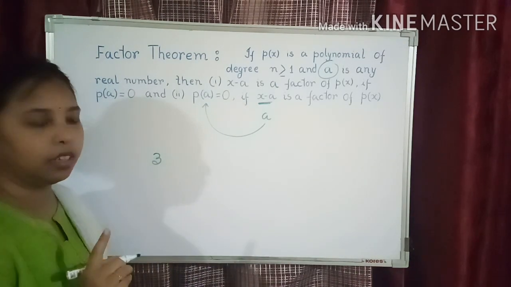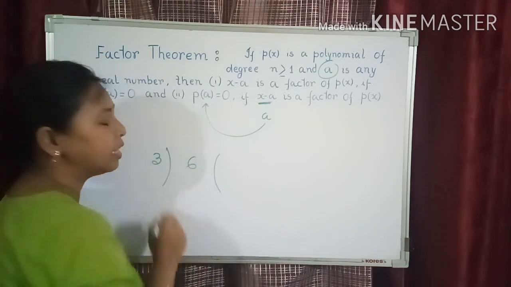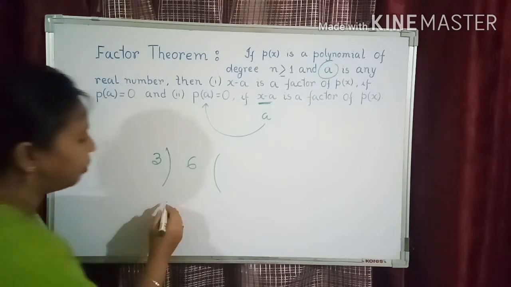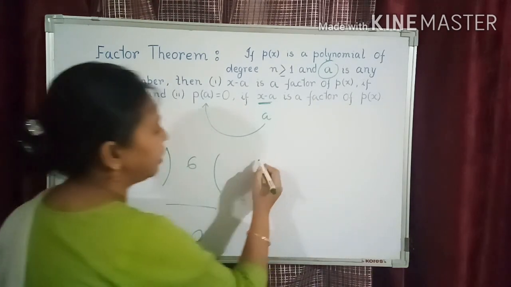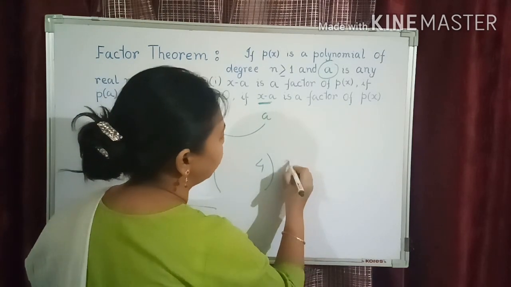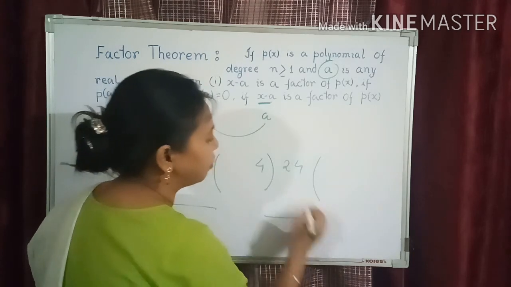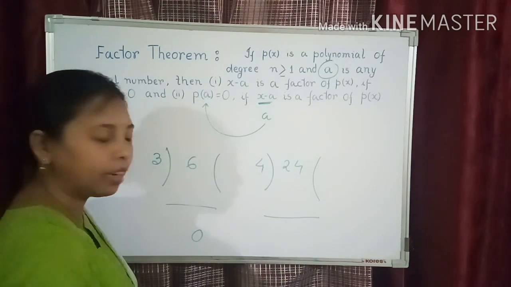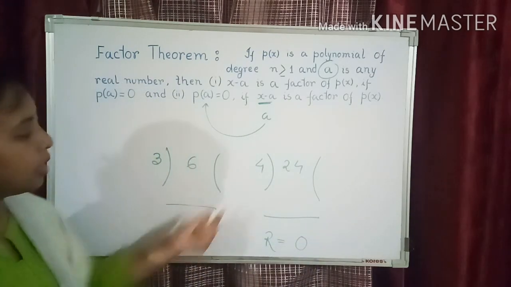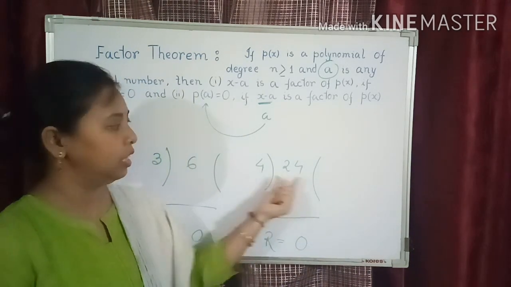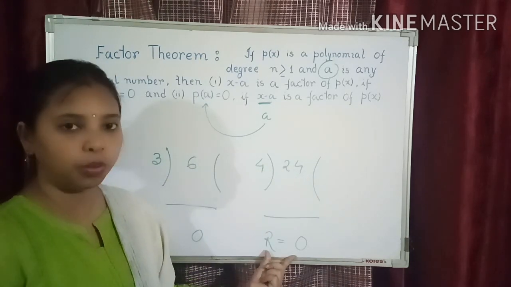One example I am giving to you, 3, 6. If I divide 6 by 3, then what will we get as the remainder? 0, because 2 threes are 6. If I take another number 4 and 24, we know that 4 is a factor of 24, but if we try to divide 24 by 4, then what will happen? What will we get in the remainder? 0. Meaning if the divisor is a factor of the dividend, then the remainder is always 0.